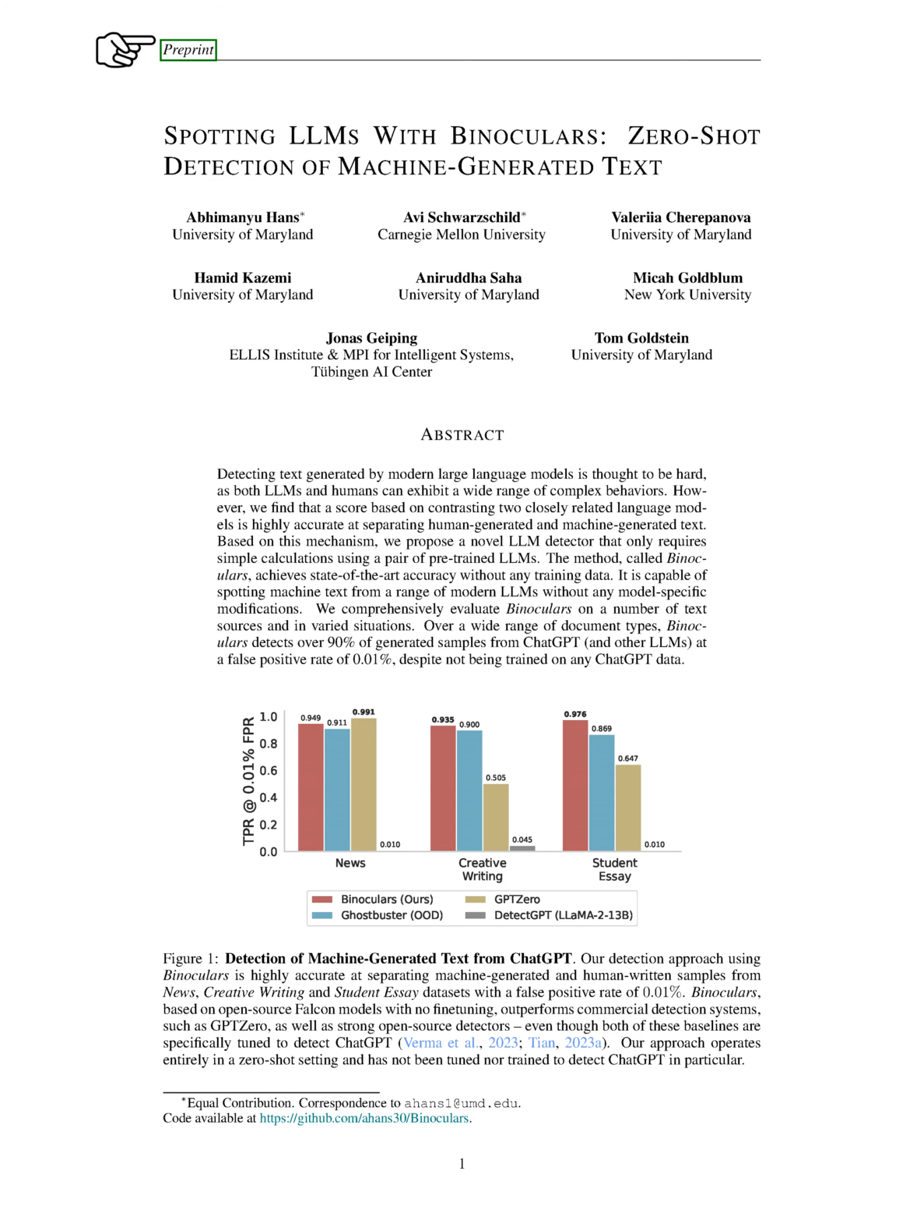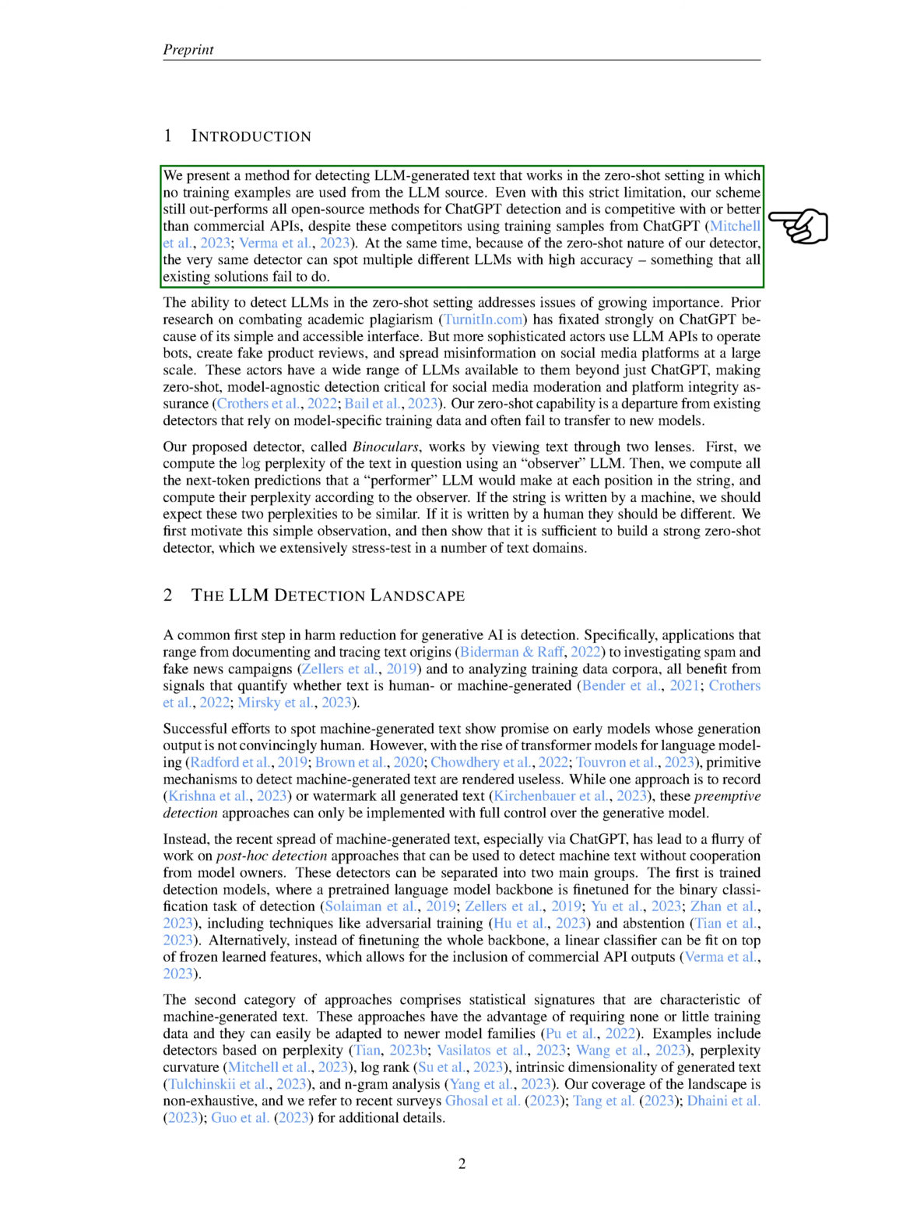Section: Introduction. We're introducing a method for identifying text generated by large language models, LLMs, which is effective even when no training examples from the LLM source are used, a scenario known as the zero-shot setting. Despite this challenging condition, our approach surpasses all open-source methods for detecting text from ChatGPT and competes favorably with commercial APIs, even though they use training samples from ChatGPT.